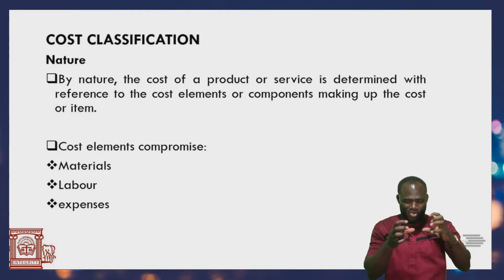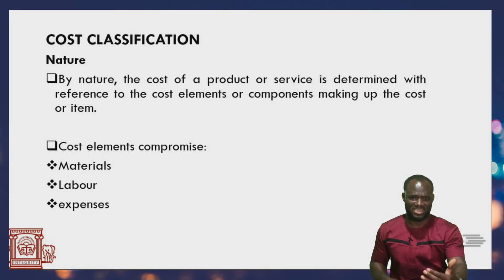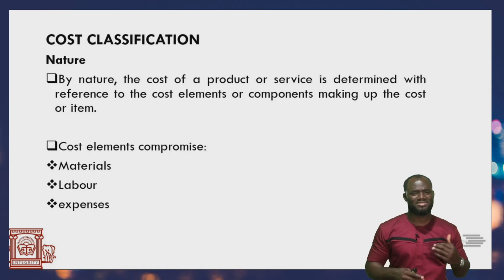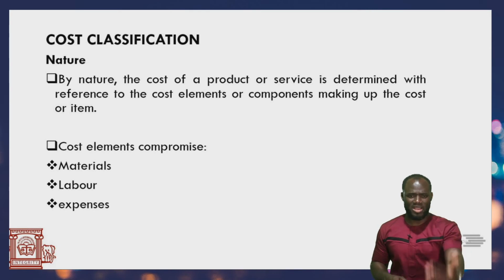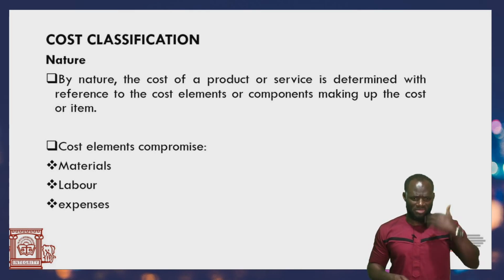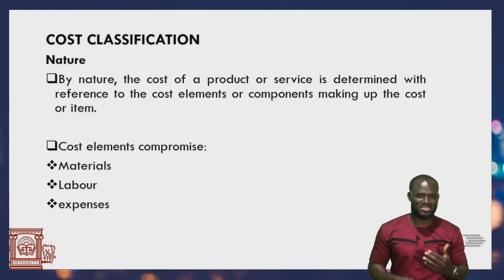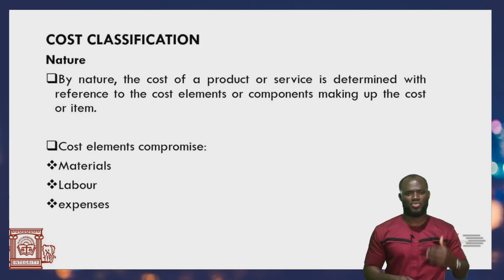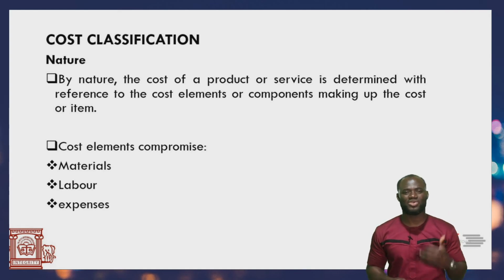The cost of the table and the elements of the table fall into those categories. That's what I mean by cost classification by nature. So when we talk of cost elements, there are three main cost elements. We have material cost, we have labor cost, and we also have what? Overheads or expenses. Three cost elements: the material cost, the labor cost, and other expenses. So you're going to take a look at what each of these means.